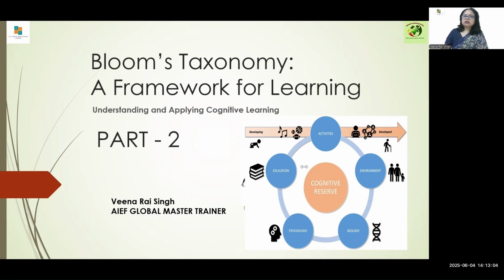Bloom's taxonomy actually emphasizes project-based learning. So how the projects are actually able to help the children gain knowledge, we'll try and understand. So let's continue.